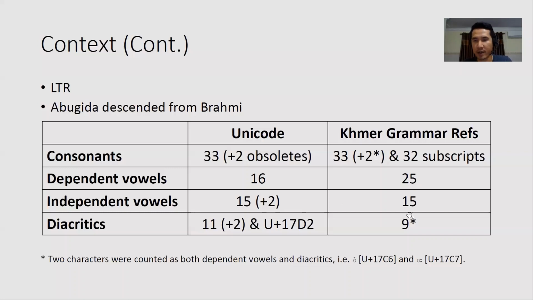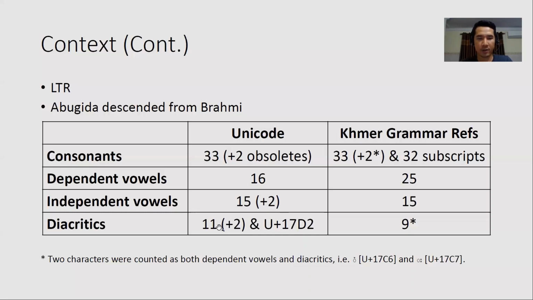Both Unicode and the Khmer grammar references listed 15 independent vowels, while there is a little bit of a difference here, where Unicode has 2 more independent vowels, which are obsolete as well. That's why I put it in the bracket here.